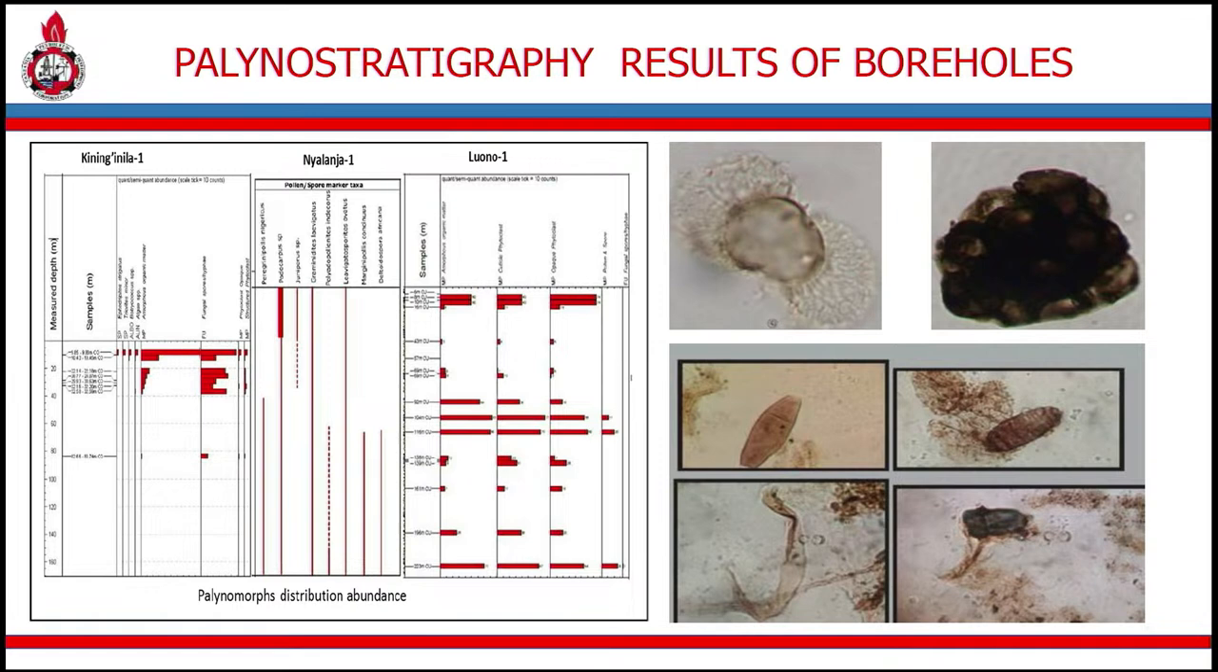If you move right, you'll find that you have amorphous organic matter, but on the right one, you'll have high abundance of fungal spore as indicated below. The two species indicated, that is bisaccate pollen and acacia, were used to define the age.